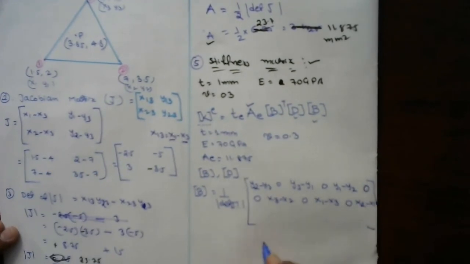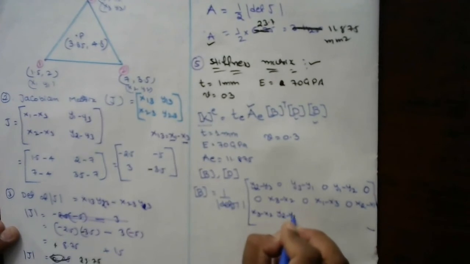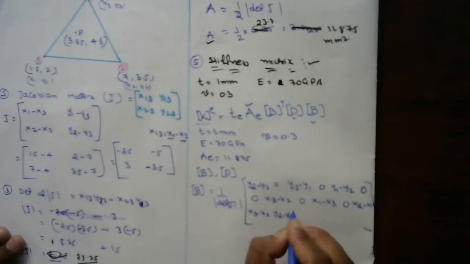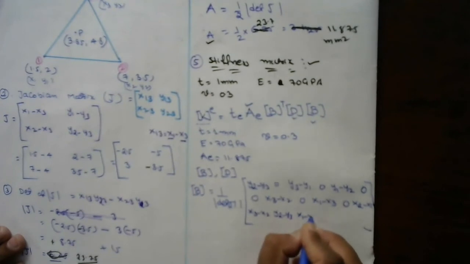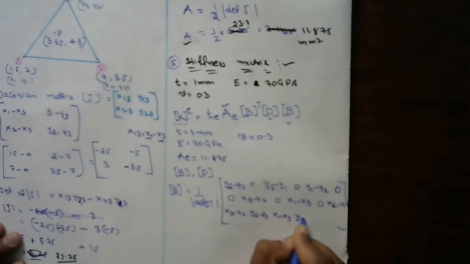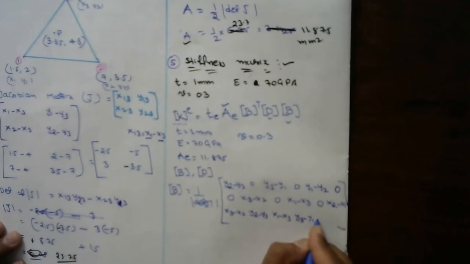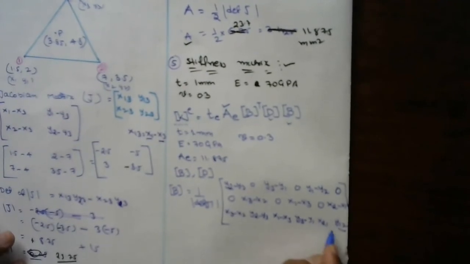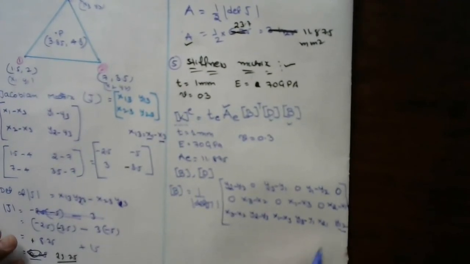Next, the third row would be written as x32, that is nothing but x3 minus x2. This is the first element. The second element would be y2 minus y3, and the third element would be x13, so x1 minus x3, and the next element would be y3 minus y1. The last two elements I would like to write down due to the space restriction: x21, and the last element would be y12. So x21 is nothing but x2 minus x1, and y12 is y1 minus y2.